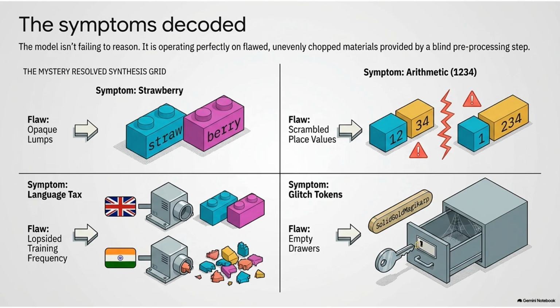Symptom 4, glitch tokens. The flaw is empty drawers. Remember that seam I mentioned. The tokenizer and the model are trained separately, so it is entirely possible to end up with a token that exists in the vocabulary that the model itself almost never encountered while learning. A labeled drawer that is empty. The famous case is a Reddit username, SolidGoldMagikarp. This person posted the same handle over 100,000 times in counting forums.